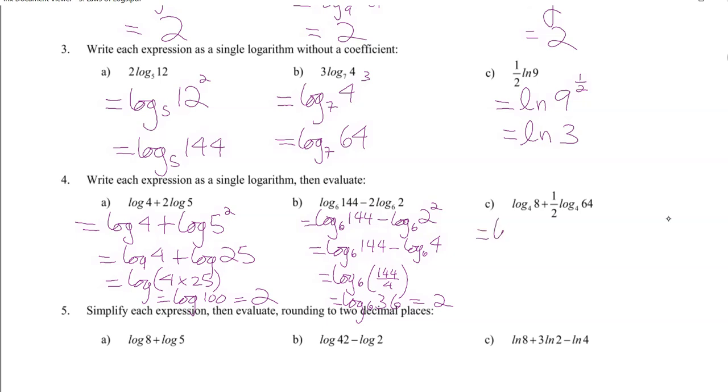What's the first thing we got to do? Got to move the 1/2 up to the exponent. Log base 4 of 64 to the 1/2. Okay, what's 64 to the power of a half? Okay, so what does the power of a half mean? Square root. So this says take the square root of 64, which is 8. So we got log base 4 of 8 plus log base 4 of 8.